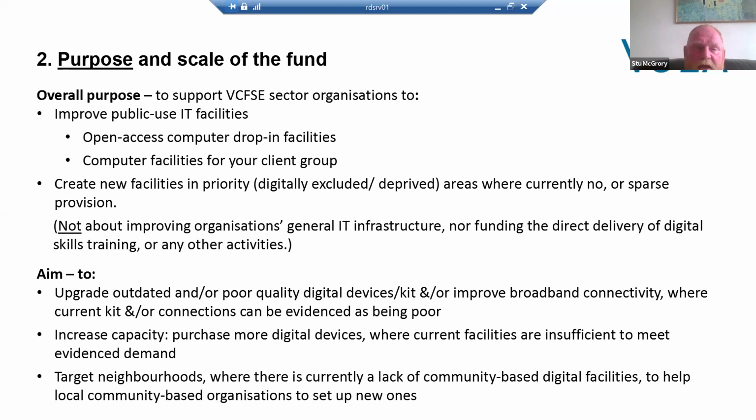So we aim to do three things really. Either update facilities where the computers might be old and a bit out of date, or there's poor broadband. It can be to increase capacity where there's an existing facility where they haven't got enough computers or the internet's not good enough to meet demand, or set up new ones, like I've said.